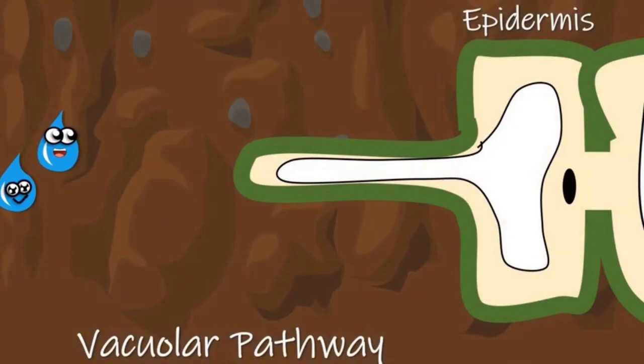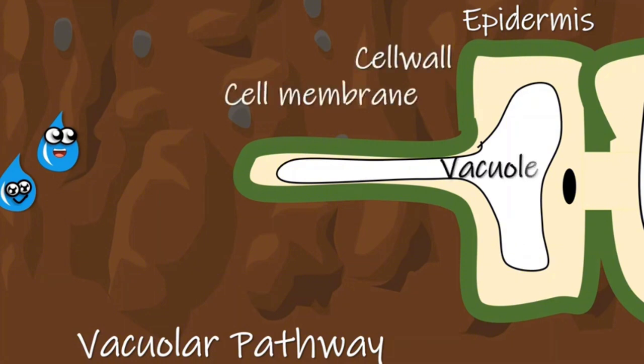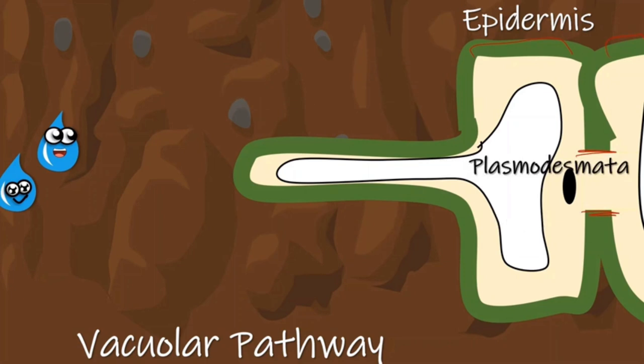The outermost cell of the root is called the epidermis. A root cell contains a cell wall, a cell membrane, a vacuole, a nucleus, and the straw-type root hair. Each cell is connected to the other cell via a gate. This gate is known as the plasmodesmata.